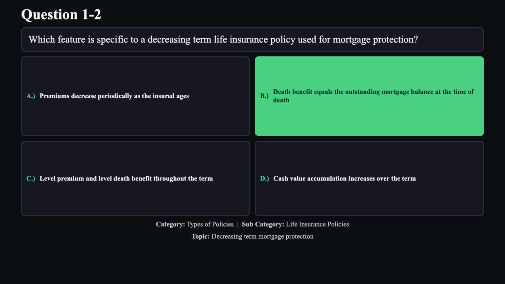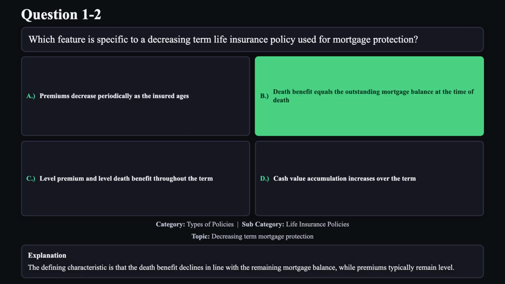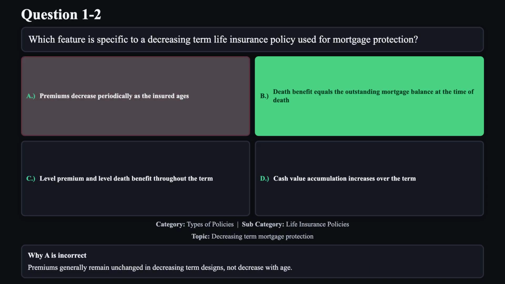The correct answer is B. The defining characteristic is that the death benefit declines in line with the remaining mortgage balance, while premiums typically remain level. Reason A is not correct.